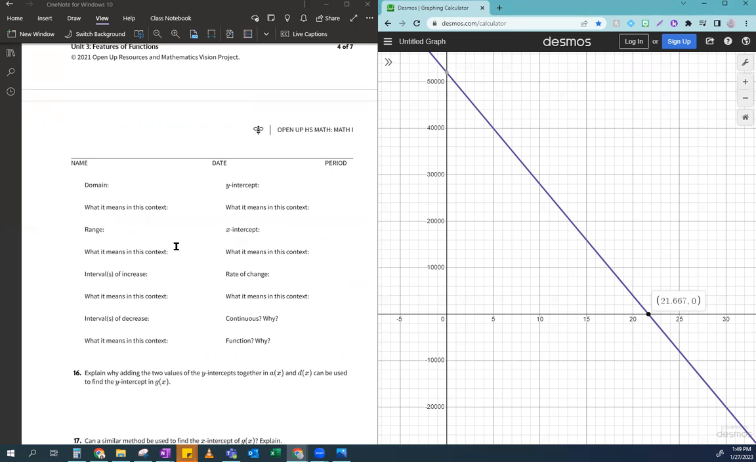So the answer is from 0, looking left, the smallest is 0 and the biggest is 22. Some of you are like, Ms. Johnson, I see stuff over here, but that's just graphing the line and not the actual context. So it goes from 0 to 21.667. What does that mean though? It means that it took 21.667 minutes to drain both of the pools with both pumps.